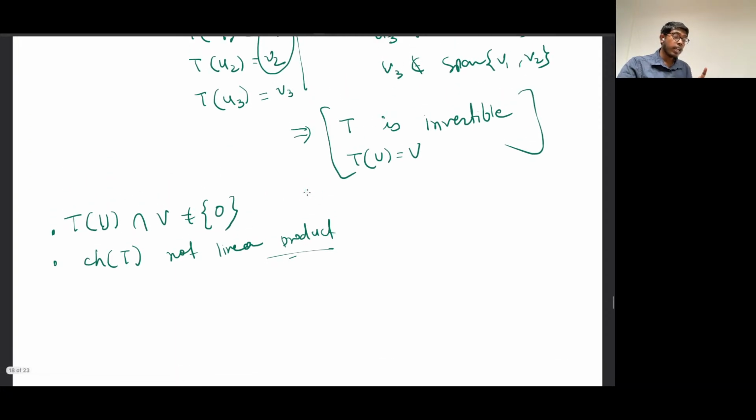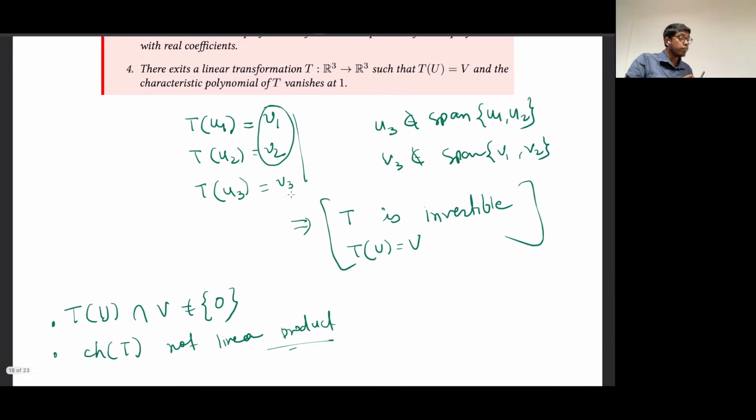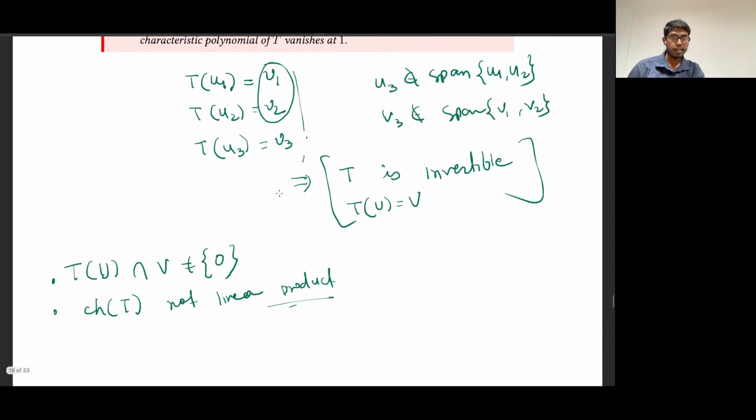No, we cannot take V3 to be anything. Why? Because if you take V3 to be anything, then it won't be invertible. We want invertible here. For example, if you take T of U3 to be 0, then U3 is in the kernel, so the kernel is non-trivial, and therefore this is not invertible. So since we want an invertible operator, we will take V3 to be independent of V1, V2. That's why we cannot choose V3 to be anything.